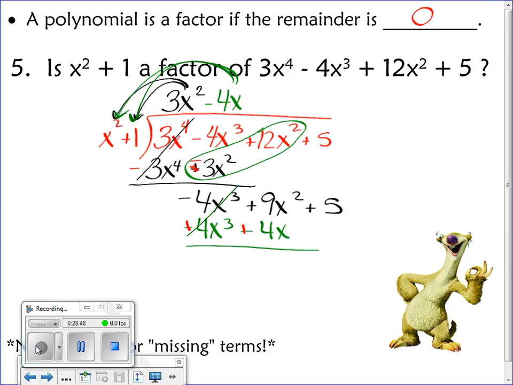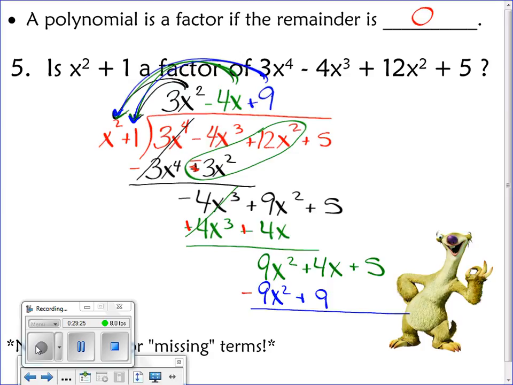First terms, cancel. Good. These are not like terms. I have a 9x squared plus 4x and plus 5. None of those are actually like terms. Can I keep going? Yeah. What do you multiply x squared by to get 9x squared? 9. 9 times x squared. 9 times 1. Then what? Change your signs.